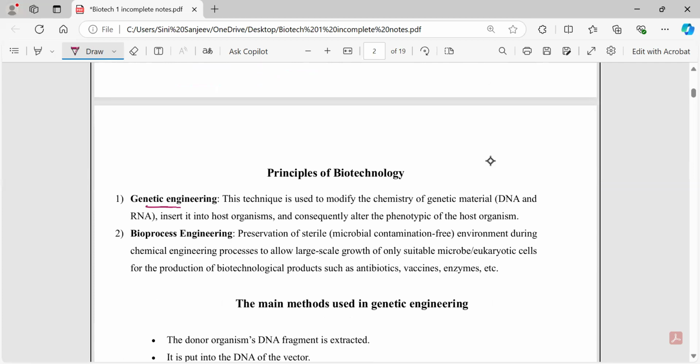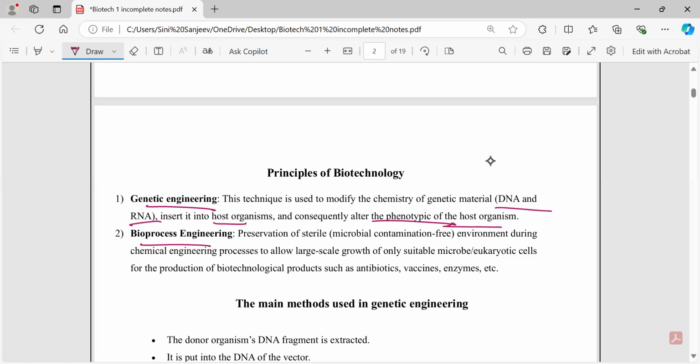Okay, so to do this, there are two basic principles of biotechnology. That is called the genetic engineering and bioprocess engineering. So most probably genetic engineering is being used because over here you alter a particular genetic material. Now that can be an RNA or the DNA. And what do you do after alteration of this genetic material? You put it into the host and then whatever the phenotype of that organism is, that's changed.